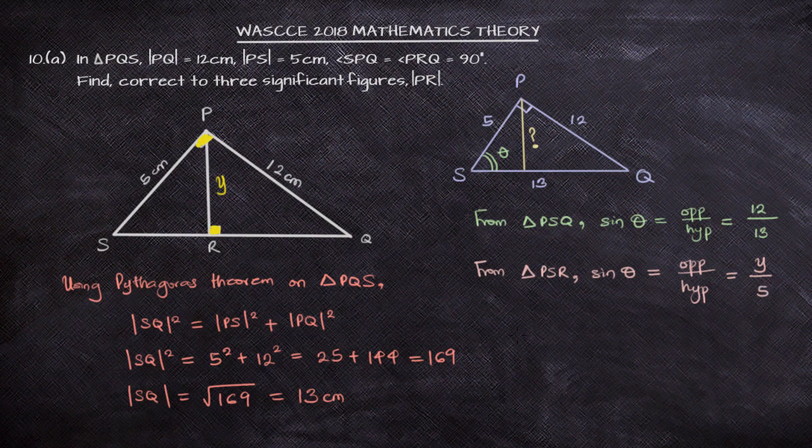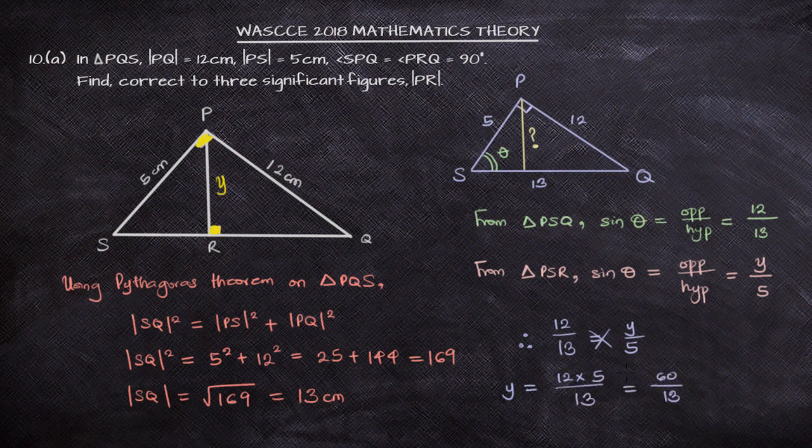Now, since it is the same value of sine theta, we can equate these two, 12 over 13 and Y over 5, and we can easily get the value of Y. And now, I took my time to break this down, instead of just saying, let's use similar triangles. This is actually similar triangles. And when we cross multiply, Y will be 12 times 5 divided by 13, which is 60 over 13.